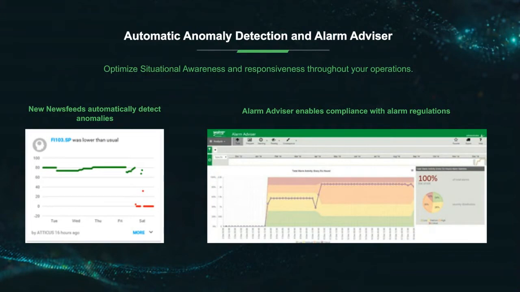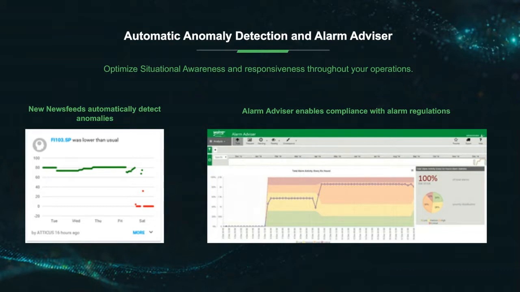So we're also focusing on automatic anomaly detection as well as Alarm Advisor. So on the left-hand side, when we talk about news feeds, news feeds is a capability that's built into the new Insight client. And the Insight client will be able to identify when anomalies occur that are outside of normal operations in your data and provide you information proactively around anomalies that you wouldn't have to pre-configure. It will just identify that, hey, look, this is operating differently than usual, and give you that information.